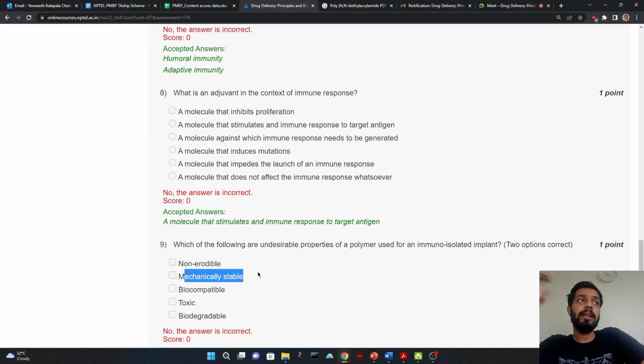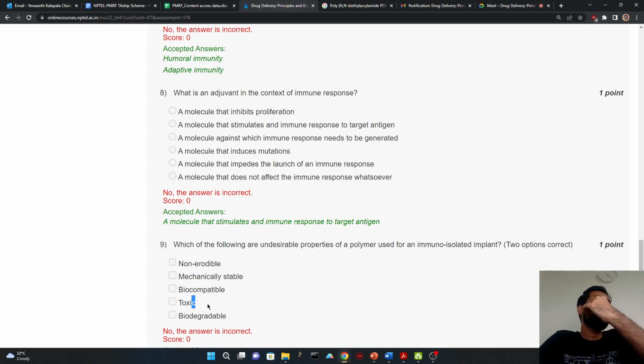Should it be biocompatible? Yes, ultimately you're putting this implant inside the body, and the polymer has to be biocompatible, right? Otherwise, it's going to kill everything around it, which is not something that you want. Should it be toxic? No, it cannot be toxic, right? If it is toxic, the patient is going to die. So it cannot be toxic and it cannot be biodegradable.